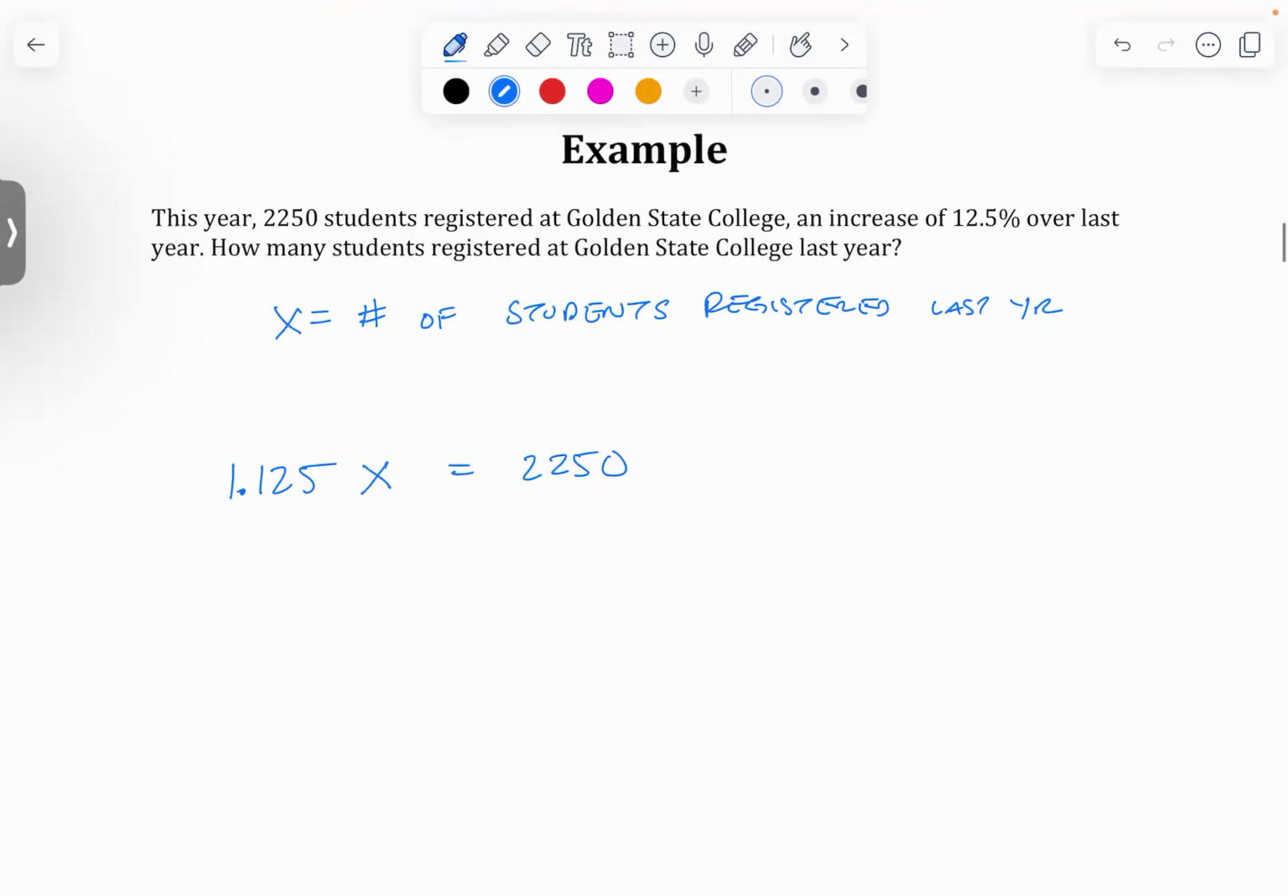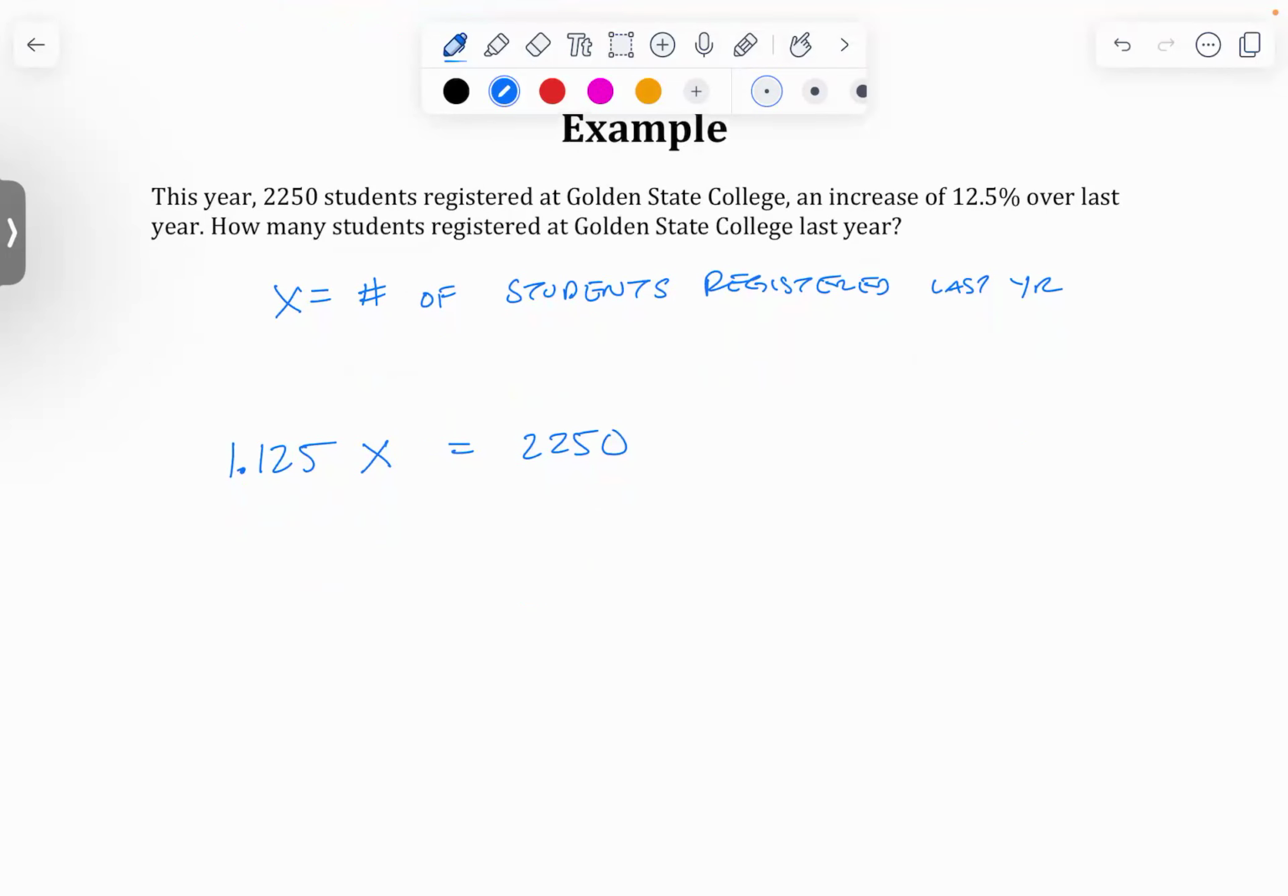And this is the biggest thing. This is how you identify an increased percentage. Because now I go to solve this, and I simply just divide. Which gives us 2,000 students.